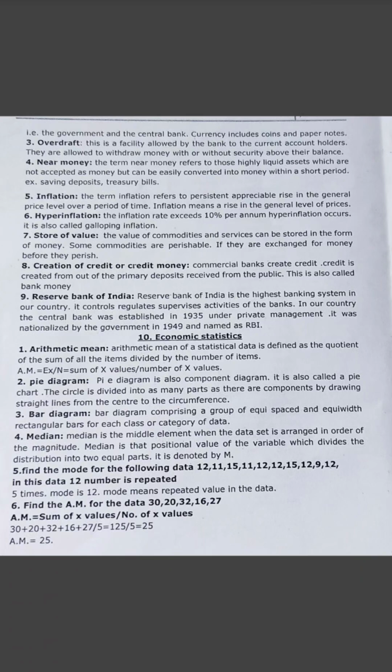10th chapter, Economic Statistics. Arithmetic mean. Arithmetic mean is a statistical measure defined as the quotient of the sum of the items divided by the number of items. Sigma x by n. Pie diagram. Pie diagram is also a component diagram. It is also called a pie chart. The circle is divided into as many parts as there are components by drawing straight lines from the center to the circumference. Bar diagram. Bar diagram comprises a group of equispaced, equiwidth rectangular bars for each class or category of data.